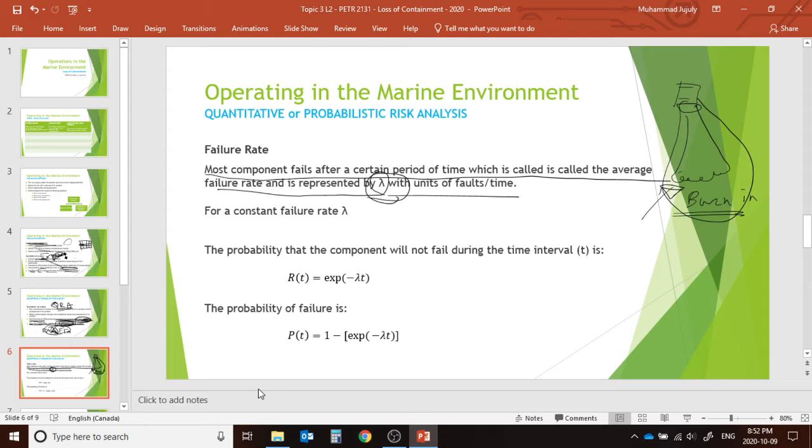For these types of processes, we have a curve. We actually call it the bathtub curve. That means at time equal to 0, on the y-axis we have the failure frequency, the lambda.